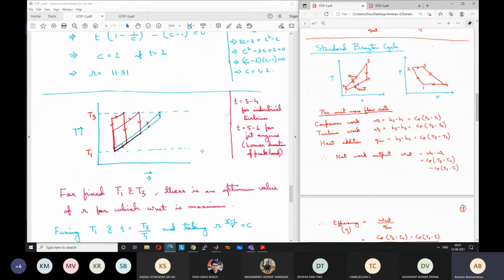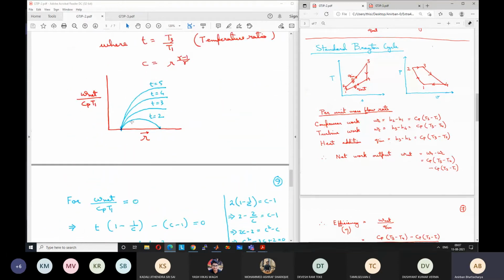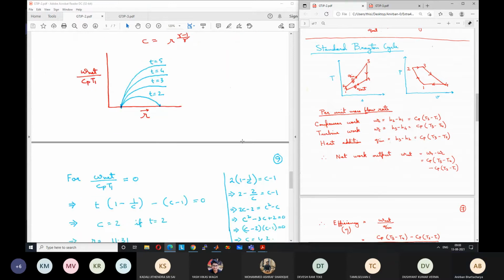Okay, so let us try to understand this better. Why is there a peak value, and why does the work output decrease again? Why does the work output start increasing, why is there a peak value, and why does it start decreasing? For all the cases it is there.